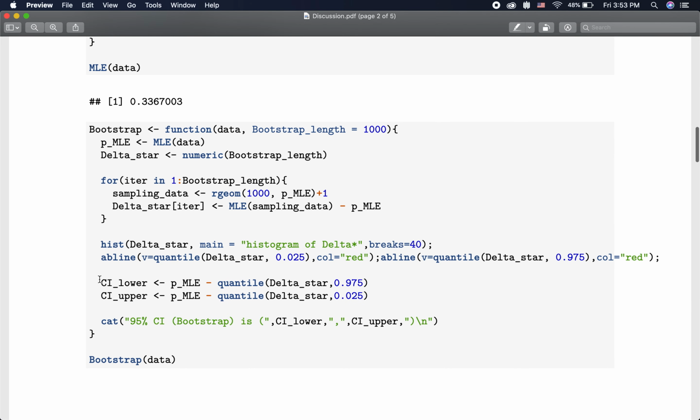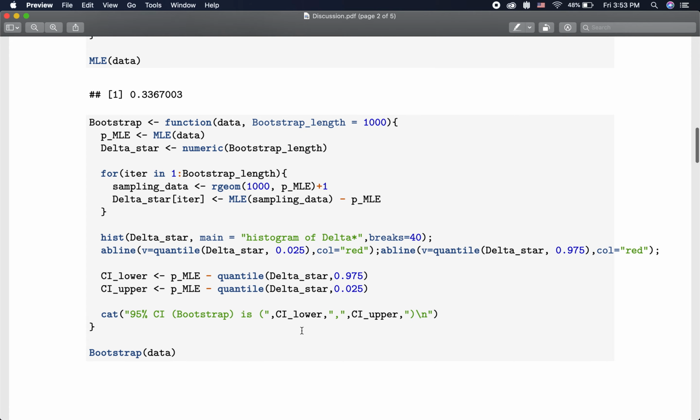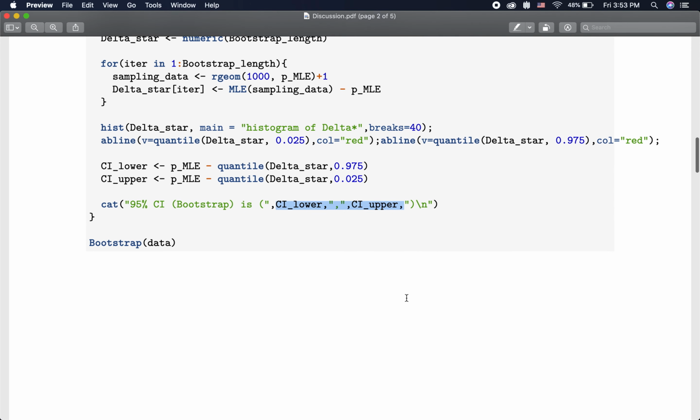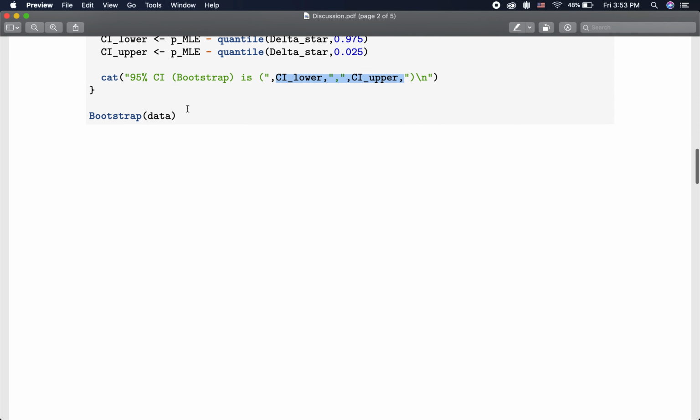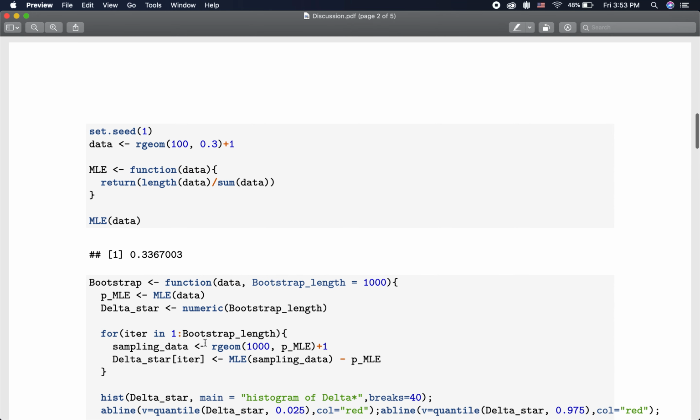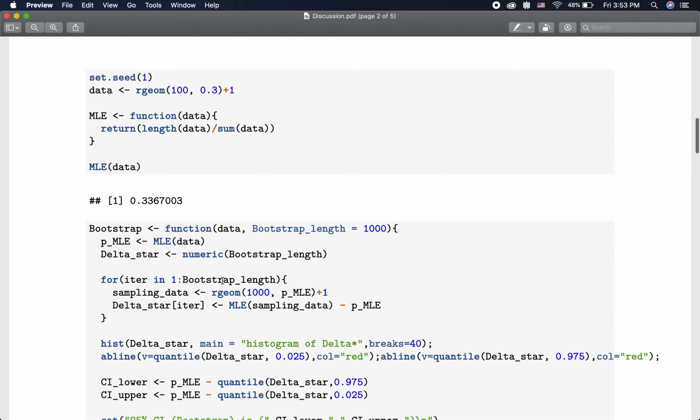So that's what we are doing here to construct the confidence interval, the lower bound and upper bound. Note that this is 0.975 and this is 0.025, and then we report the confidence interval for that. So now we call this function here using our observed data. Inside this function we generate 1,000, we do 1,000 simulations.